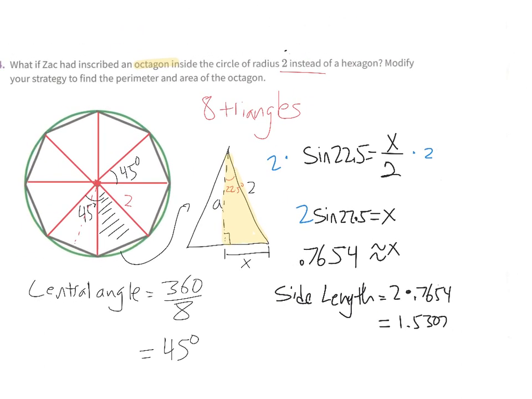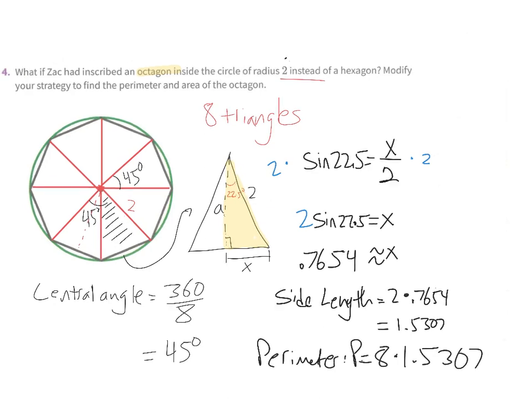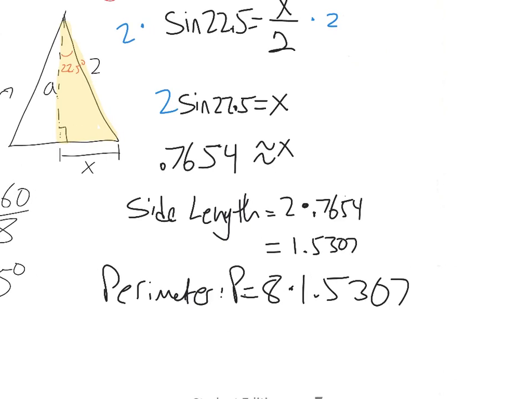All right, and so that's enough. We can find the perimeter from that. Since it's an octagon, the perimeter is just going to be 8 times the side. So the perimeter, we have P equals 8 times 1.5307. And there we go. That's going to give us a total of 12.54. Okay, so we found the perimeter. We'll round that off to 12.2 inches.